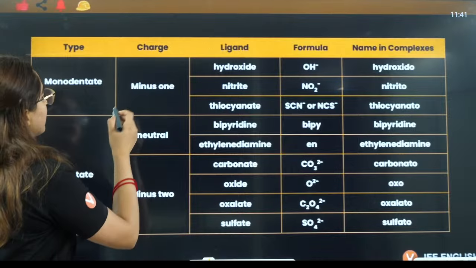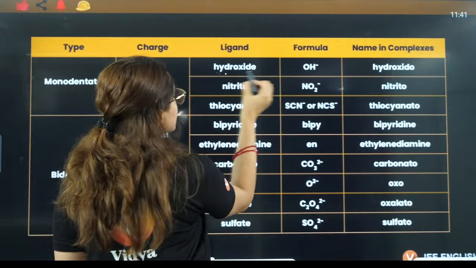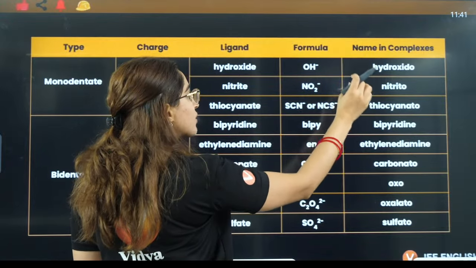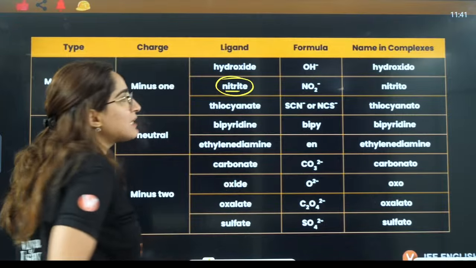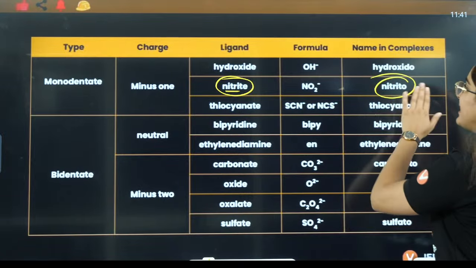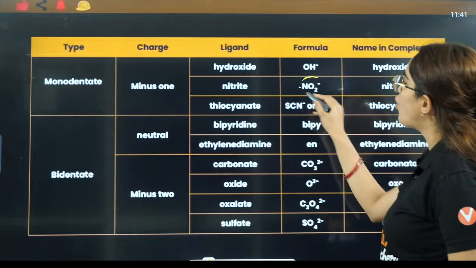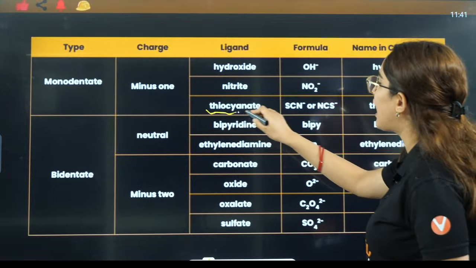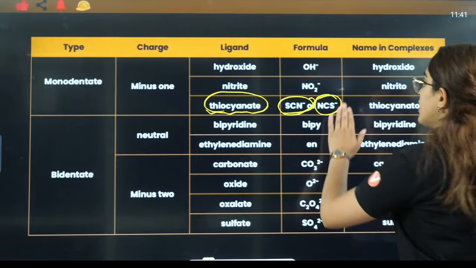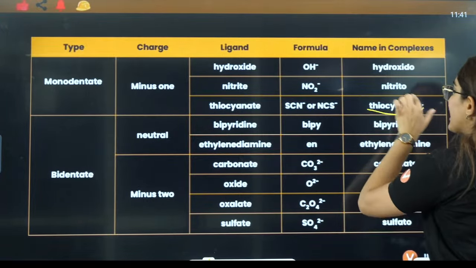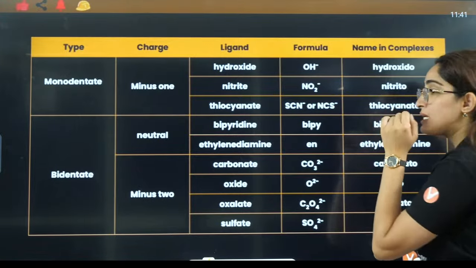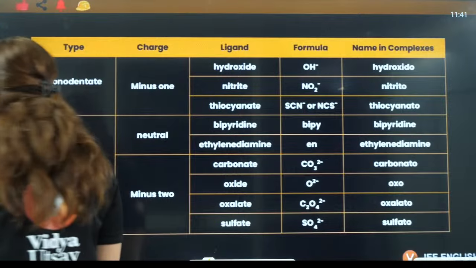Then you have monodentate minus one ligands like hydroxide, OH negative, which is called hydroxido. Then nitrite, NO2 negative, which is considered nitrito. Then thiocyanate, SCN negative or NCS negative, which is called thiocyanate. These are all the names that you must remember.